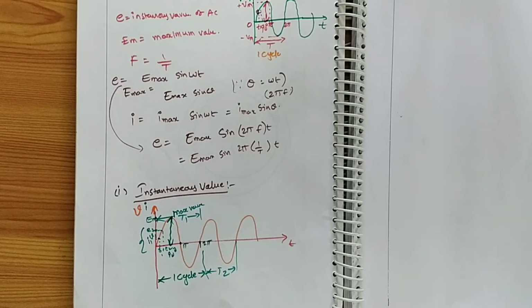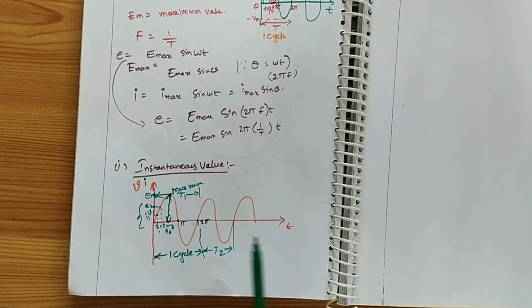Now we go for what is meant by cycle. One complete set of positive and negative values of an alternating quantity is known as one cycle. The portion of the waveform contained in one period of time is called a cycle.